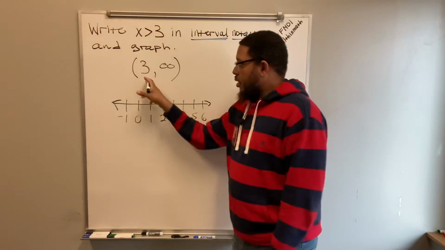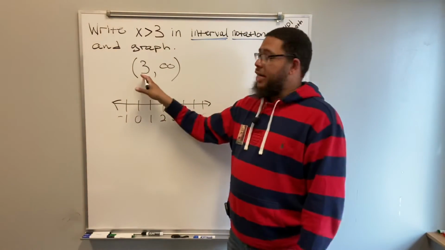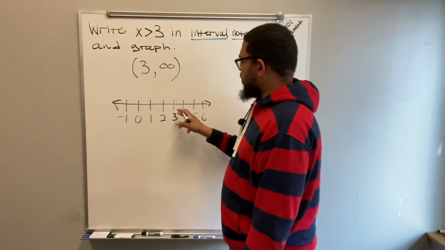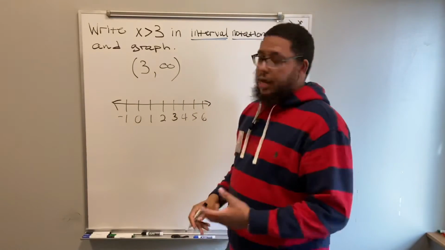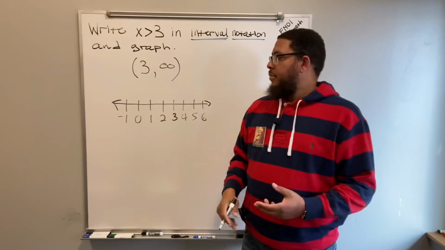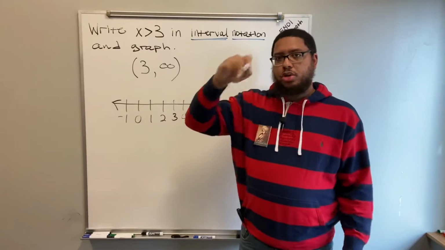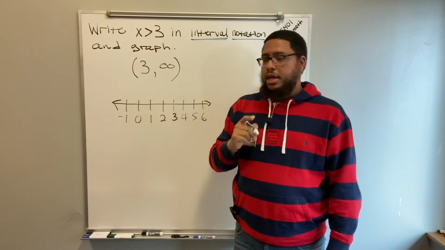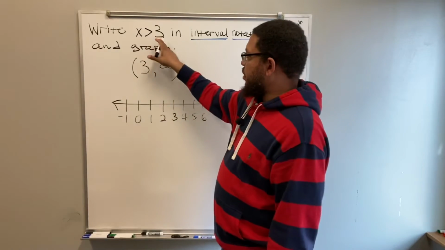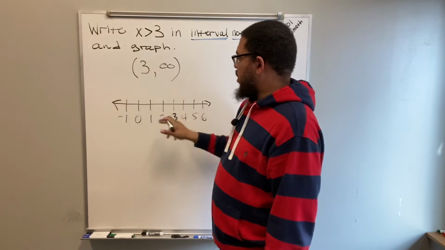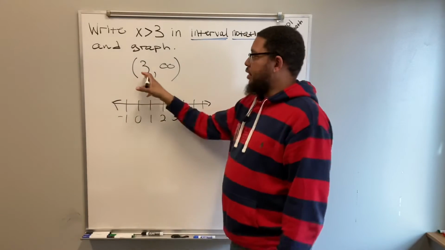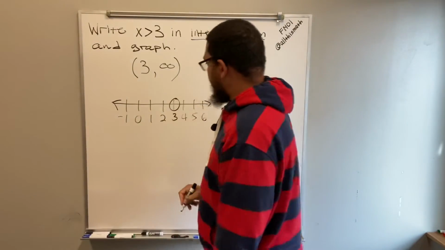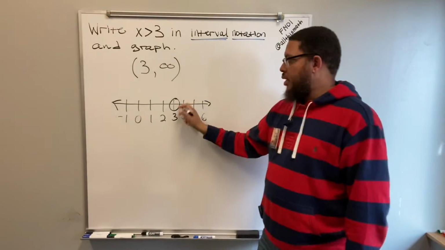Now, when you're graphing, you want to find your boundary point, which is 3. So I found 3 is right here. Now we got to make a decision. Are we going to draw a circle around 3 that's open, or a circle that's shaded in? If 3 is included, or if there was a bracket, we would do a shaded in circle. But because 3 is not included, we draw an open circle. So I do that. Open circle, not shaded in.